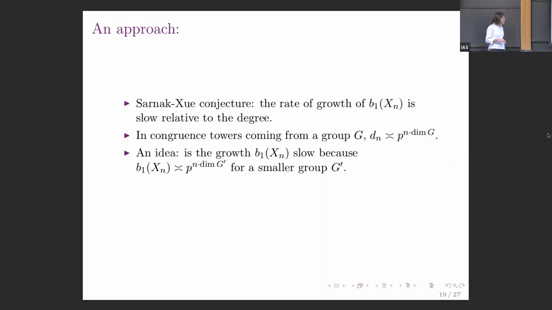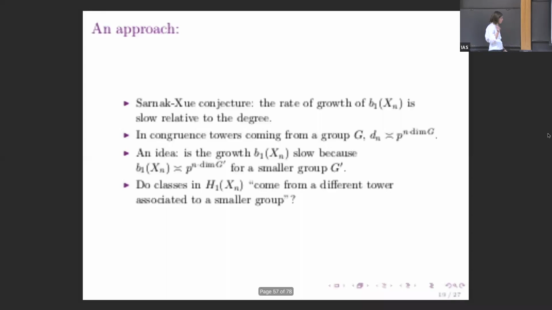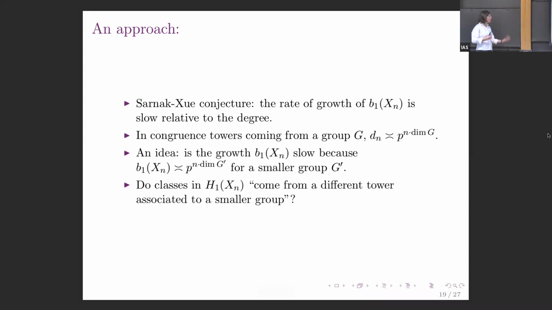Is it the case that the growth is slow because it actually is proportional to p to the n times the dimension of a smaller group G prime? So the growth of b_1 tracks some information that's actually known by a smaller group. And so do classes in H1 come from a different tower associated to a smaller group? There'll be a lot of air quotes in the next few.